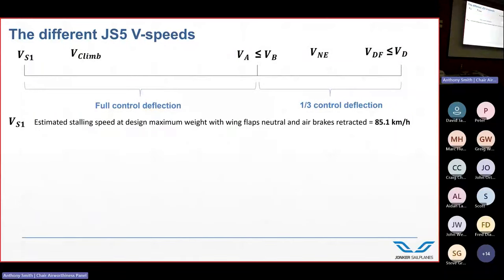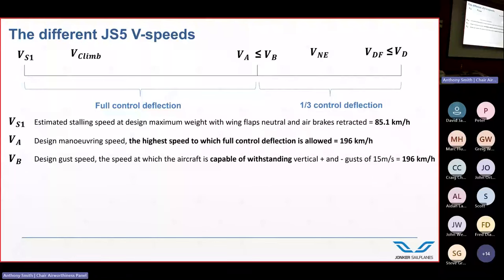Right, so what did we do there? So we first calculated the VS1, which is about 85. This is all theoretical, because you start theoretical, and then you can demonstrate it with flight testing. And hopefully your calculations were good enough that your flight tests are valid. What did it do?